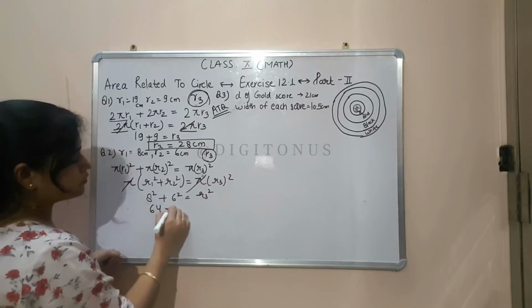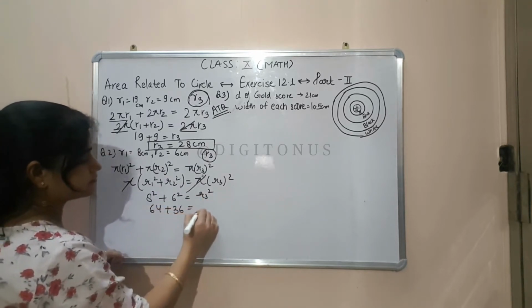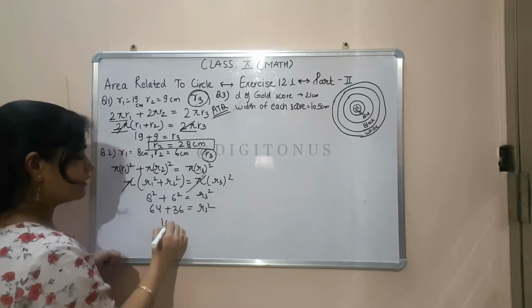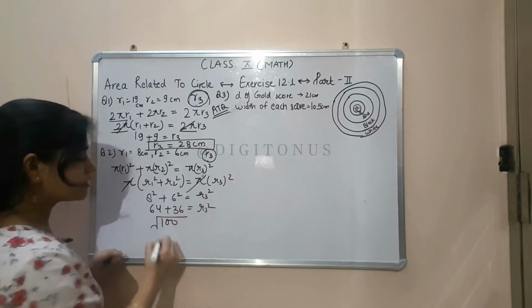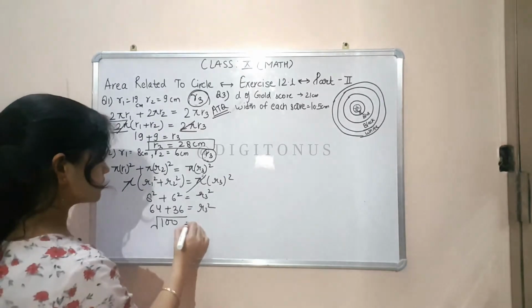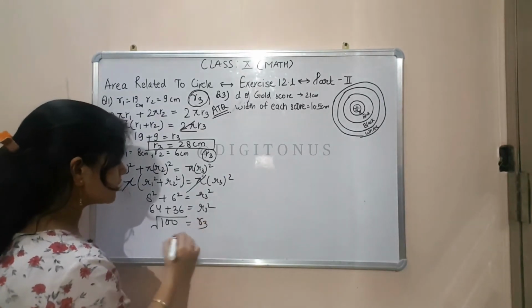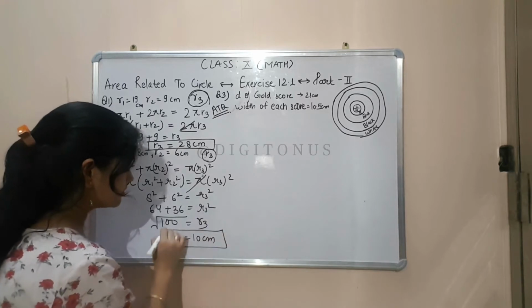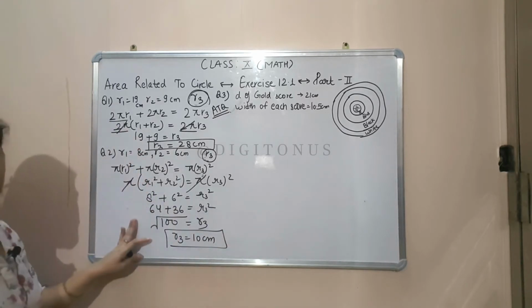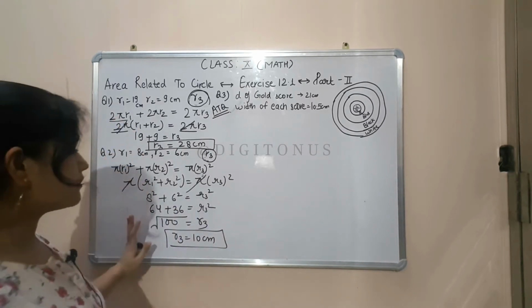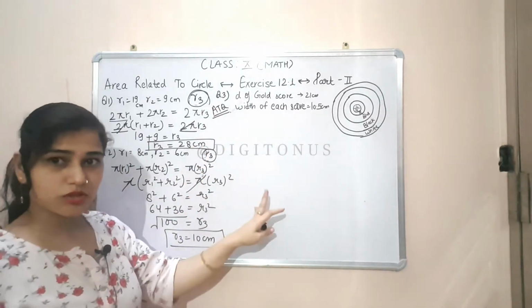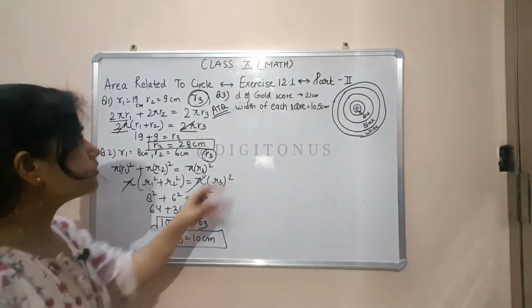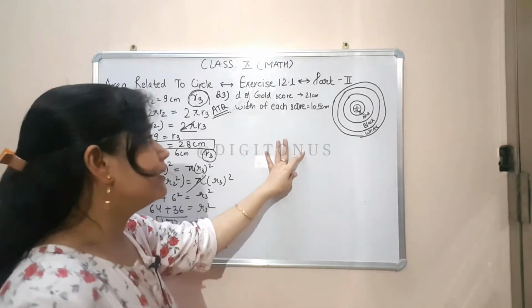So 64 plus 36 is 100, and the square will be shifted to the other side as a root. So what will be R3? The R3 value is 10 centimeter. So both these questions are the same, only the difference is circumference and area. I hope both solutions are clear to you. Now come to the third question.